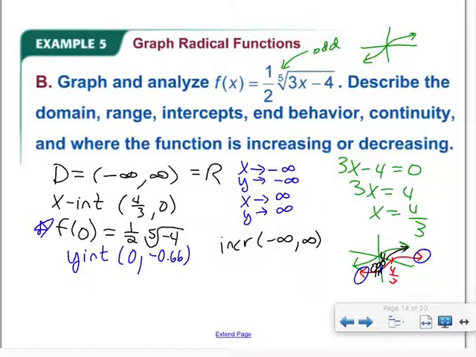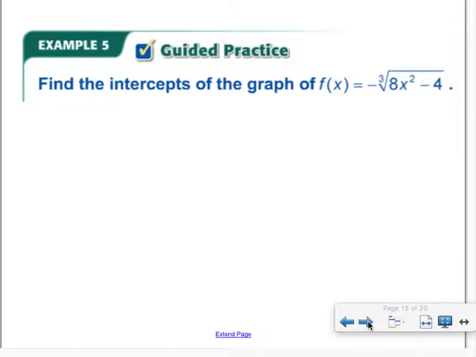Now, one of the weirdest parts of this was finding these intercepts. So let's do another example and let's practice finding the intercepts. So here's an example of an equation where they've asked us to find the intercepts. So the easiest one to do is the y-intercept. The y-intercept, we're going to let x equal 0.